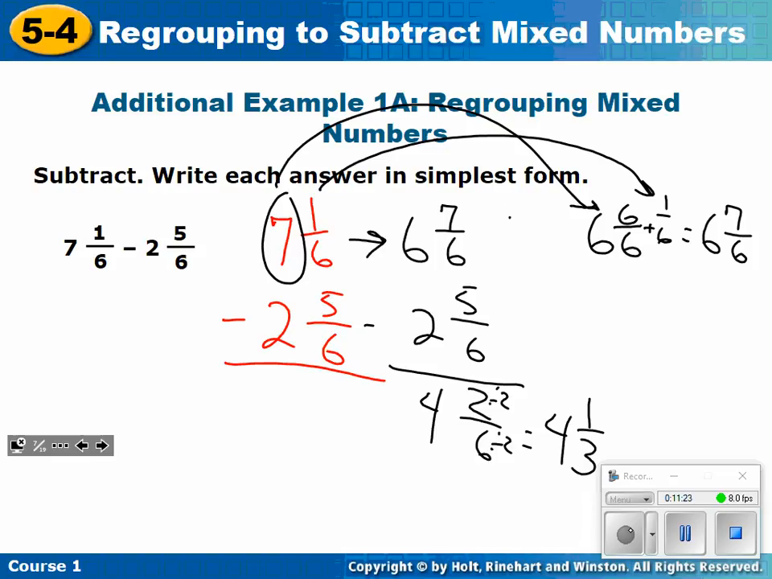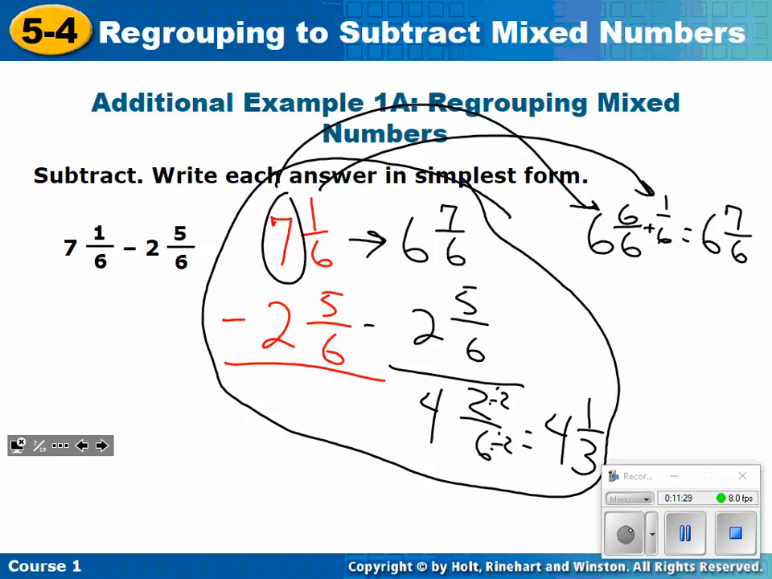Now, what I am circling right here is what I need to see on your homework. You need to do all of that. The whole thing. Okay? You need to write the original problem. No, I want it written like I have up here. That's what I want for now. I want you to write down the original problem. I want you then to rewrite the problem, showing me the regrouping, and then do the subtraction, and then reducing. I know it's a lot, but that's what I'm looking for at this time. Okay?